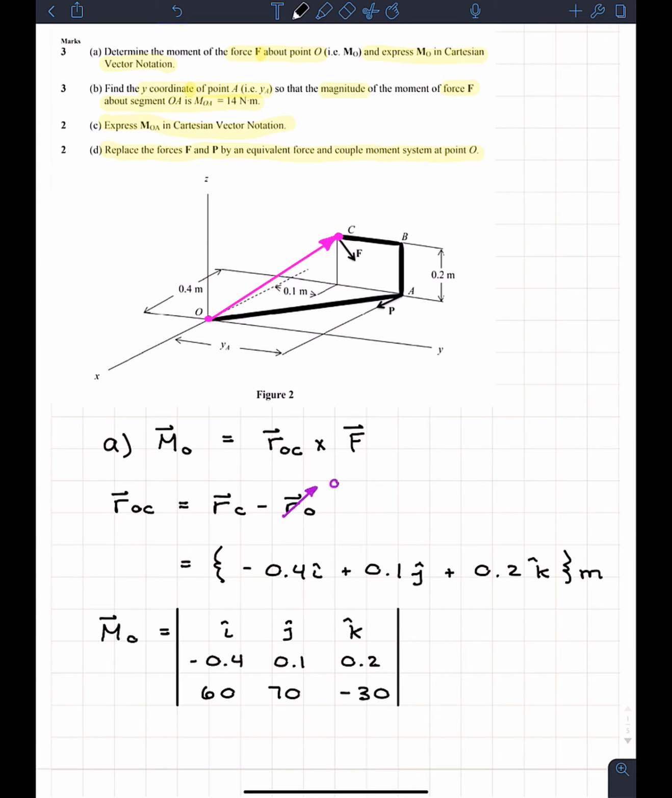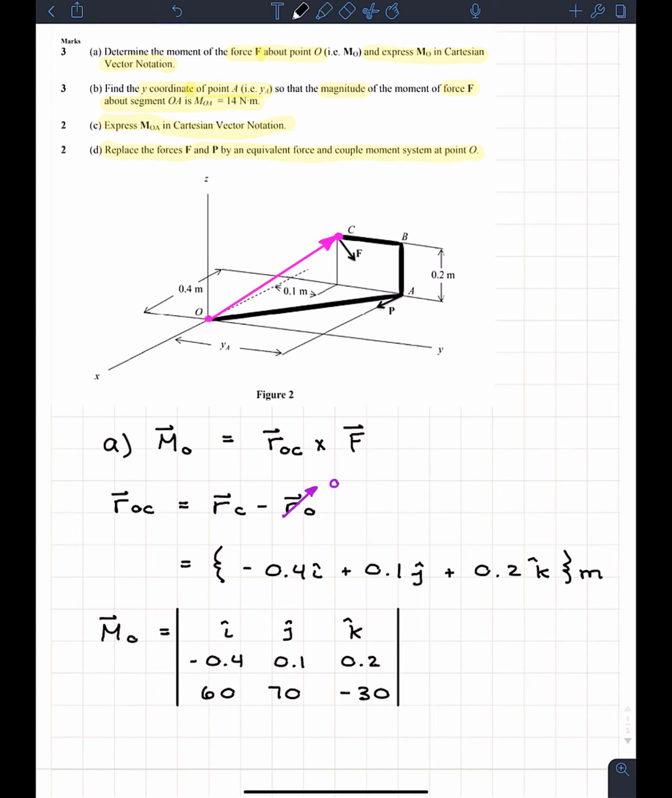P runs with the x-axis, so P will not create a moment about the x-axis. P also intercepts the y-axis, so it'll not create a moment about the y-axis. Looking at this diagram, the only time P will create a moment is for the z direction, the z-axis. What we can do is take the magnitude of P times its moment arm. So even though it's a 3D case, we can make it into a 2D case to make our lives easier.